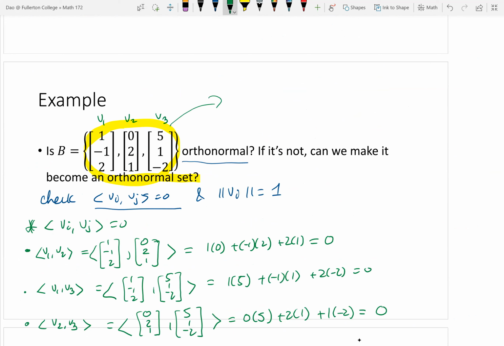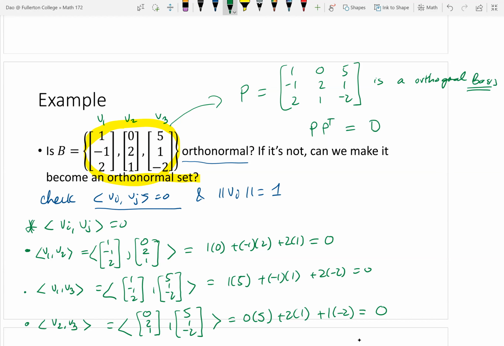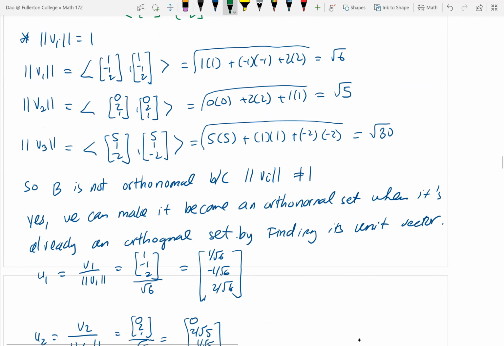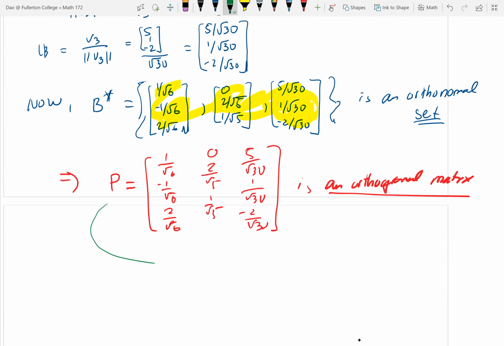So this one, when I have P equal to 1, -1, 2, 0, 1, 5, 1, -2, is an orthogonal basis, not orthonormal, because P times P transpose will give me a diagonal matrix, versus the one down here. When you do P times P transpose, it will give you the identity matrix. That's the difference.